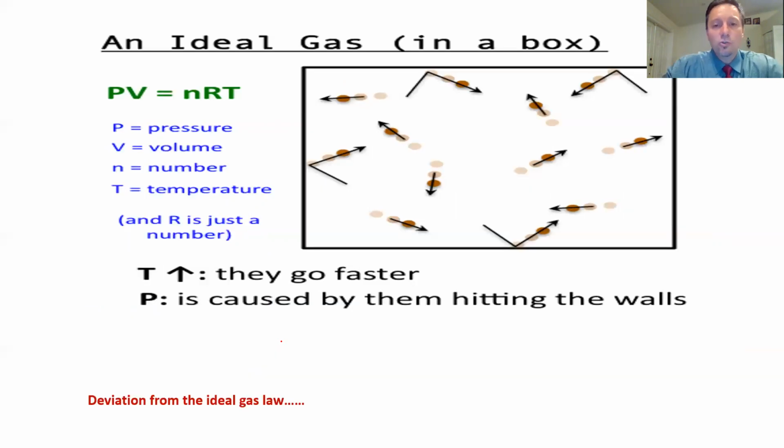So let's talk about ideal gas. We have the pressure, volume, the moles, and the temperature. If the temperature goes up, the molecules move faster. Pressure is caused by them striking the walls. That's why if the temperature goes up, the pressure is going to go up, unless there is a relationship of the volume that's thrown into the mix.